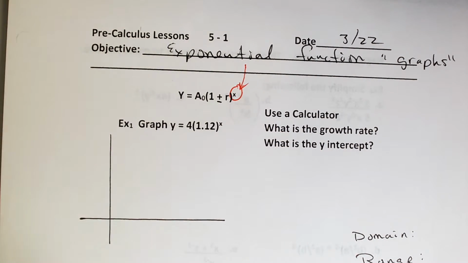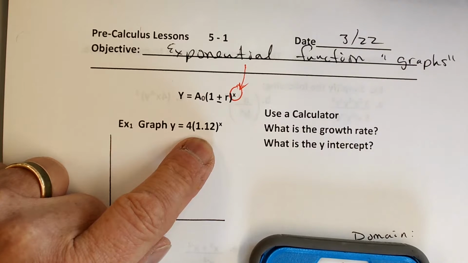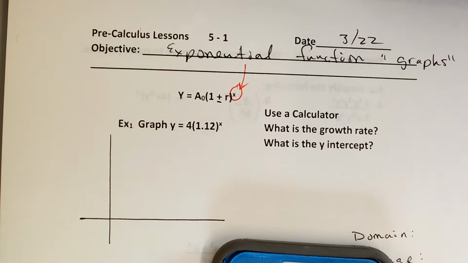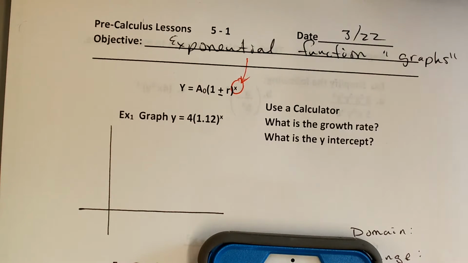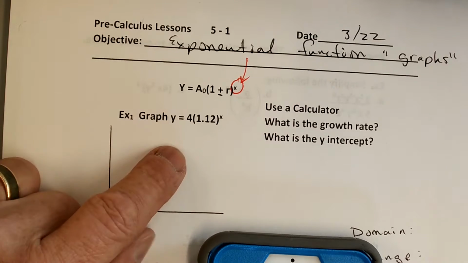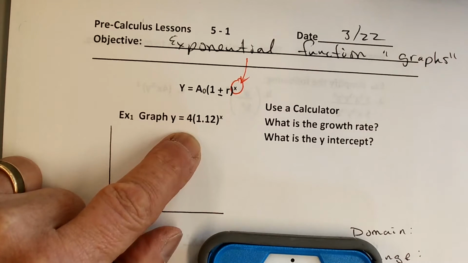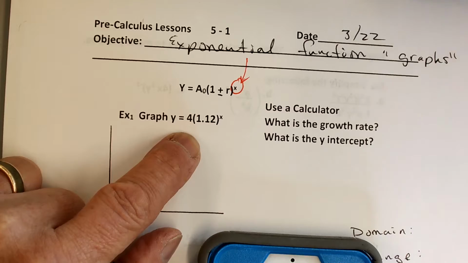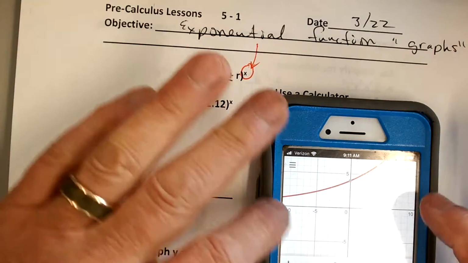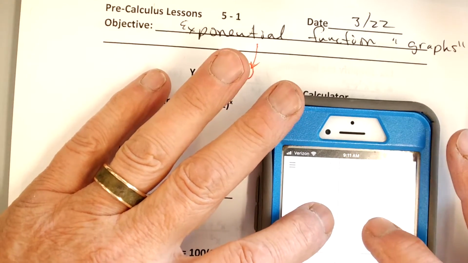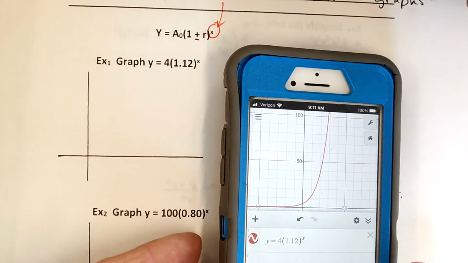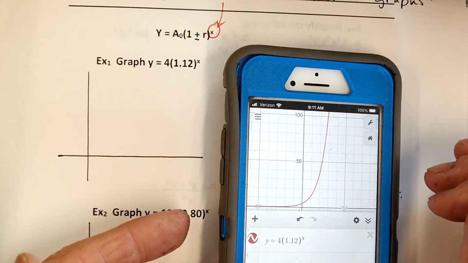So number one, if I want to graph 4 times 1.12 to the x power. Okay, let's see if I go to Desmos. Let's go y equals 4 times 1.12 to the power of x, okay? All right, that's an exponential curve. And if we look at it enough, I love Desmos because look what's happening. That's exponential. It gets big fast.